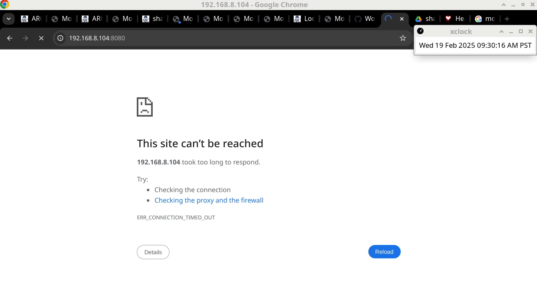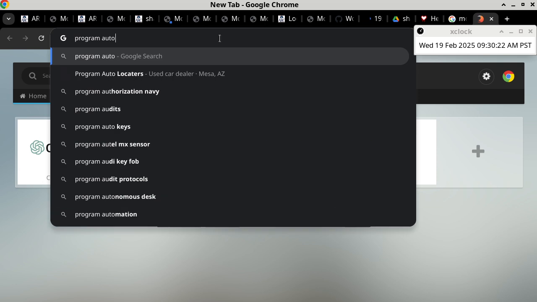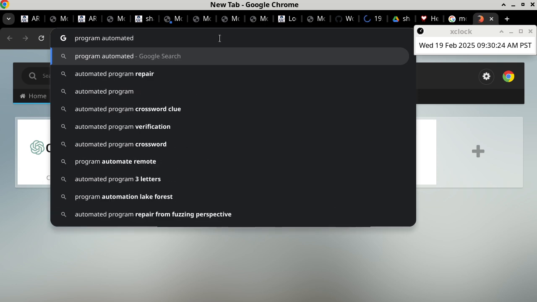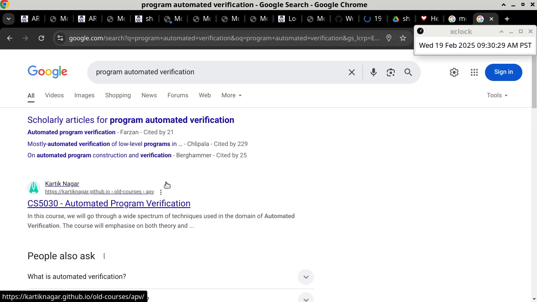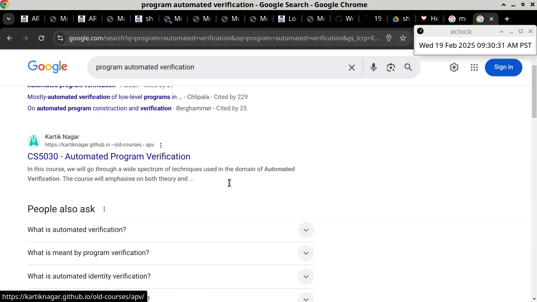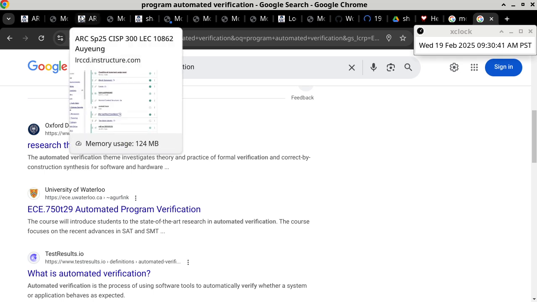Automated program verification. Now you don't have to take my word for it, you can look that up. It's called automated program verification. It's a pretty interesting topic, and there is a lot of research interest in that topic these days. All right, so what we are going to talk about now is related to this.